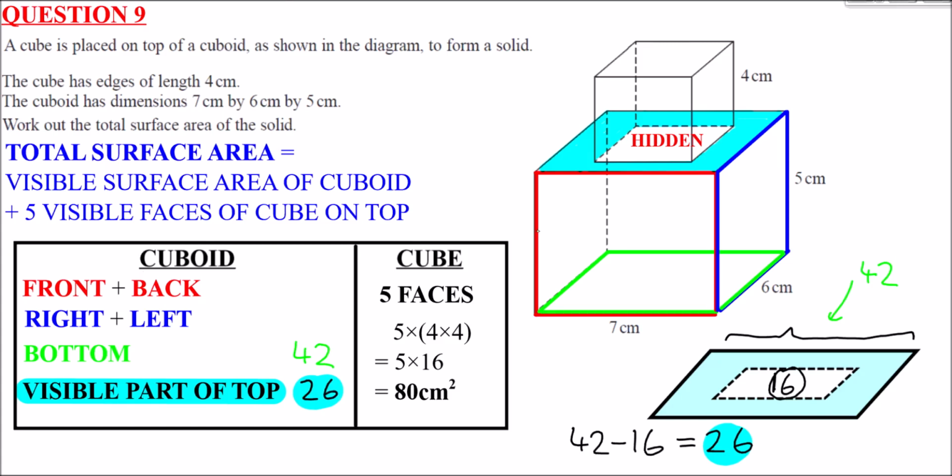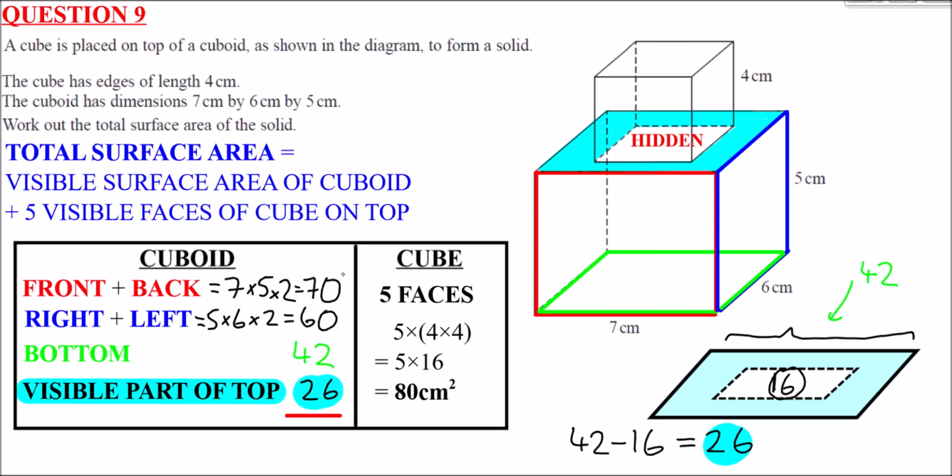Now the front and the back. So the front is 7 by 5. But of course, because we've got a back as well, we need to times that by 2. 7 times 5 is 35. Double that is 70. Then the right and the left, 5 times 6 is 30. But because we've got the left as well, we need to double that, which gives us 60. The bottom's 42, and the visible part of the top is 26. So let's total all this up for the cuboid, or what's visible on the cuboid at least.